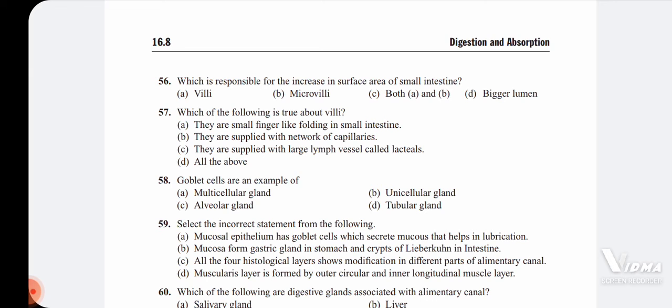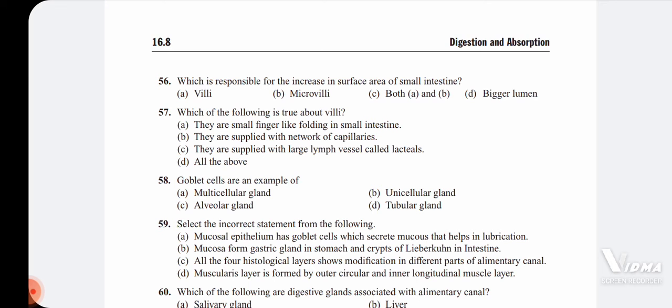Next, goblet cells are an example of. 58th question, the goblet cell is an example of unicellular or multicellular gland? The goblet cell is an example for the unicellular gland, whereas the salivary glands are an example for the multicellular glands.